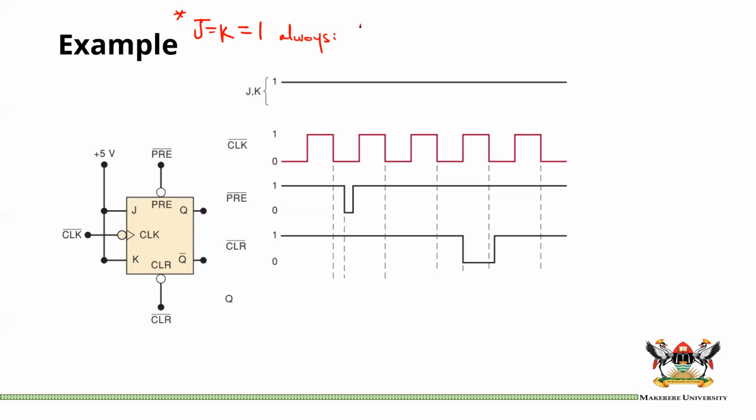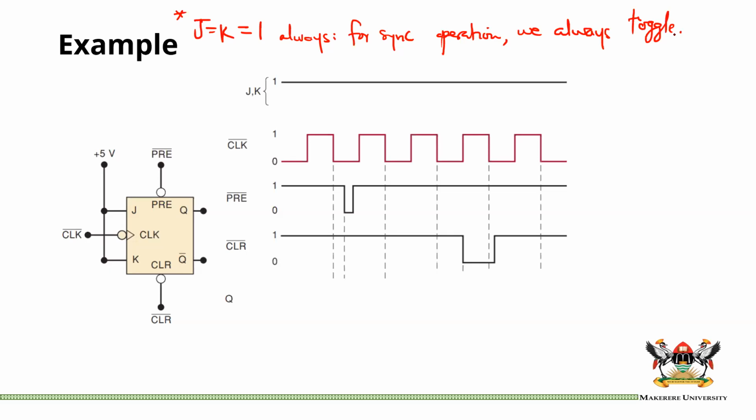That means that for synchronous operation, we always toggle. Since J and K have been kept at 1, every time we get the right clock signal and we have synchronous operation, we are going to toggle. We need to remember that asynchronous operation overrides synchronous operation, and that the asynchronous inputs override the synchronous inputs.